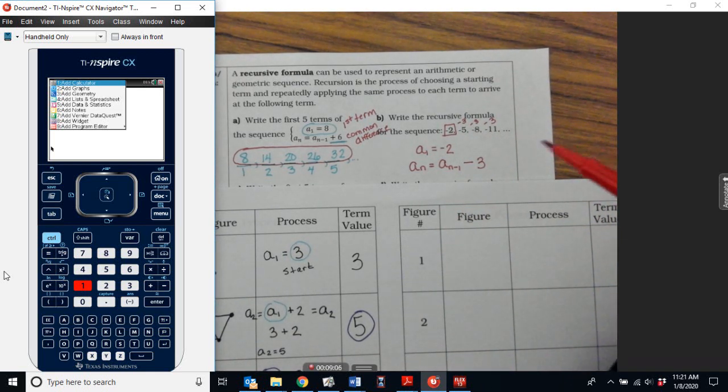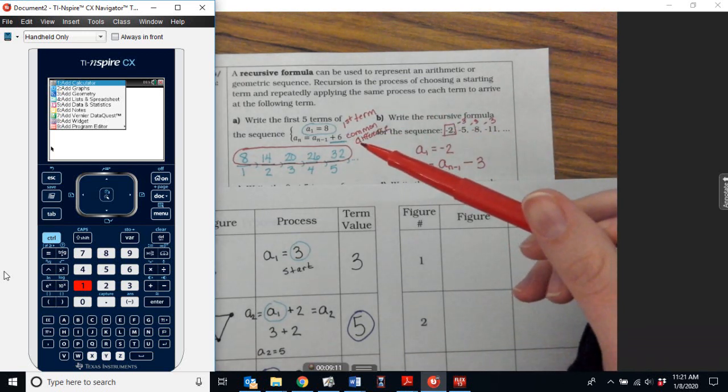All right, I want you to be able to write the recursive formula, but this is how it's been tested on the STAR test.